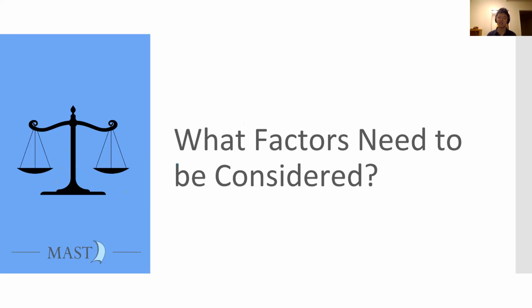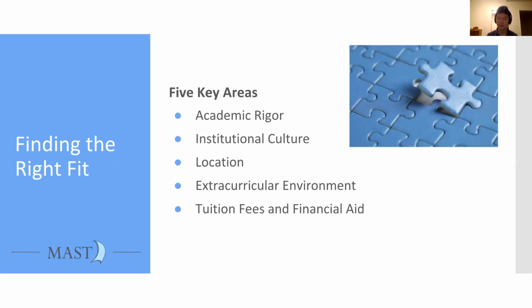So what factors need to be considered when you're applying and doing your research? Well, there are 5 key areas, I think. Firstly is the area of academic rigor. If you are not on par with the educational standards of the school, you're going to struggle, right? Even if you did get in, if your academic level isn't as high as it should be, you're going to run into some issues. So it's very important that you pick a school that goes at the right pace and difficulty that you're used to.